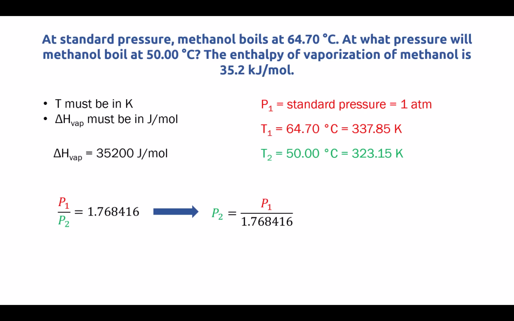So now it's much easier to solve for my P2 term at this point. I just have to rearrange the equation so that P2 is isolated and P1 over 1.768416 will be equal to my new pressure. So P1 was 1 atm. So when I plug this in, I will get a P2 value of 0.565 atm. And that is how we solve for one of the pressure values.